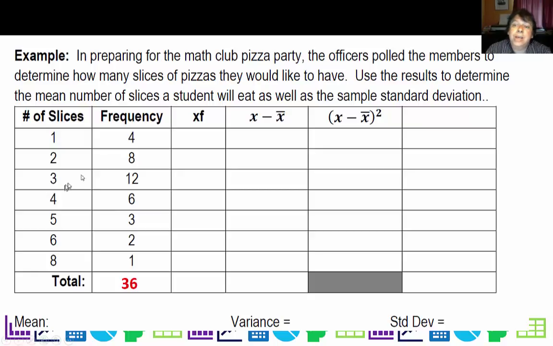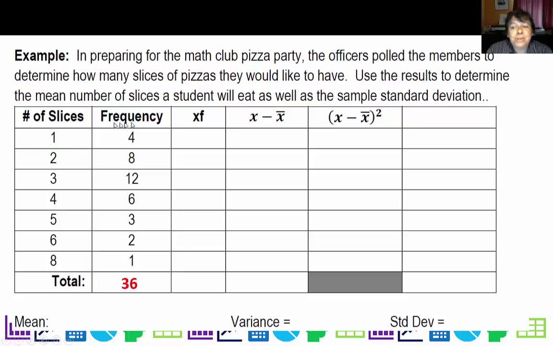Now, I could add up, I could say 1 plus 1 plus 1 plus 1, 4 times, then add 2 plus 2 plus 2, and keep doing the 2 for 8 times, and then 3 12 times, and then 4 6 times, and then 3 5s, 6 4s, 2 6s, and 1 8. But there's a faster way I could do it.